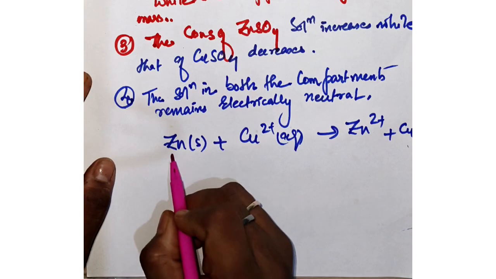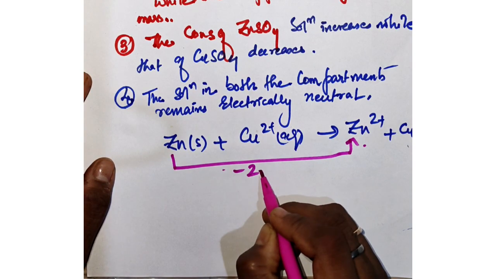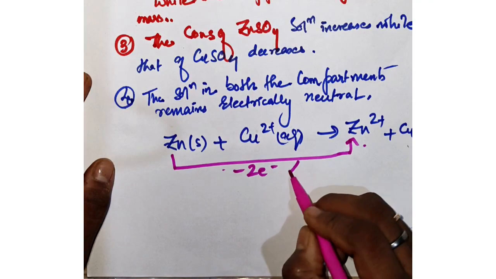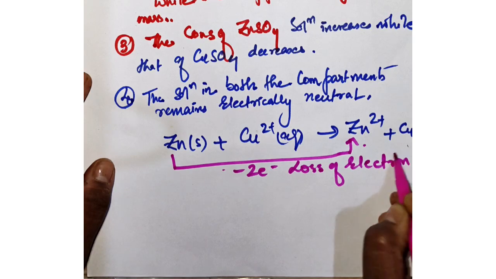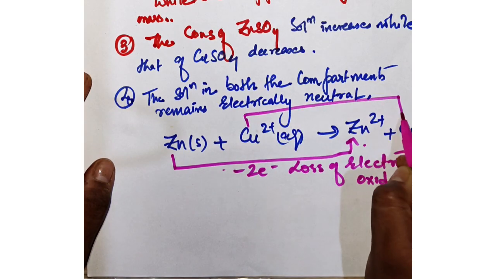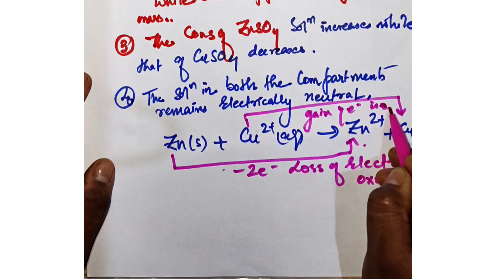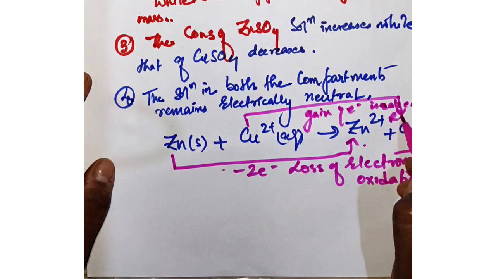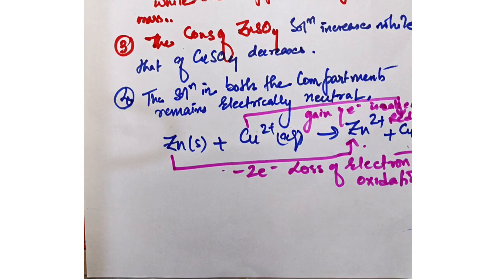How? See, this zinc is losing electrons. How many electrons? It is losing 2 electrons. Loss of electrons is called oxidation, and gain of electrons is called reduction. Oxidation is also addition of oxygen or removal of hydrogen, and reduction is also addition of hydrogen or removal of oxygen.